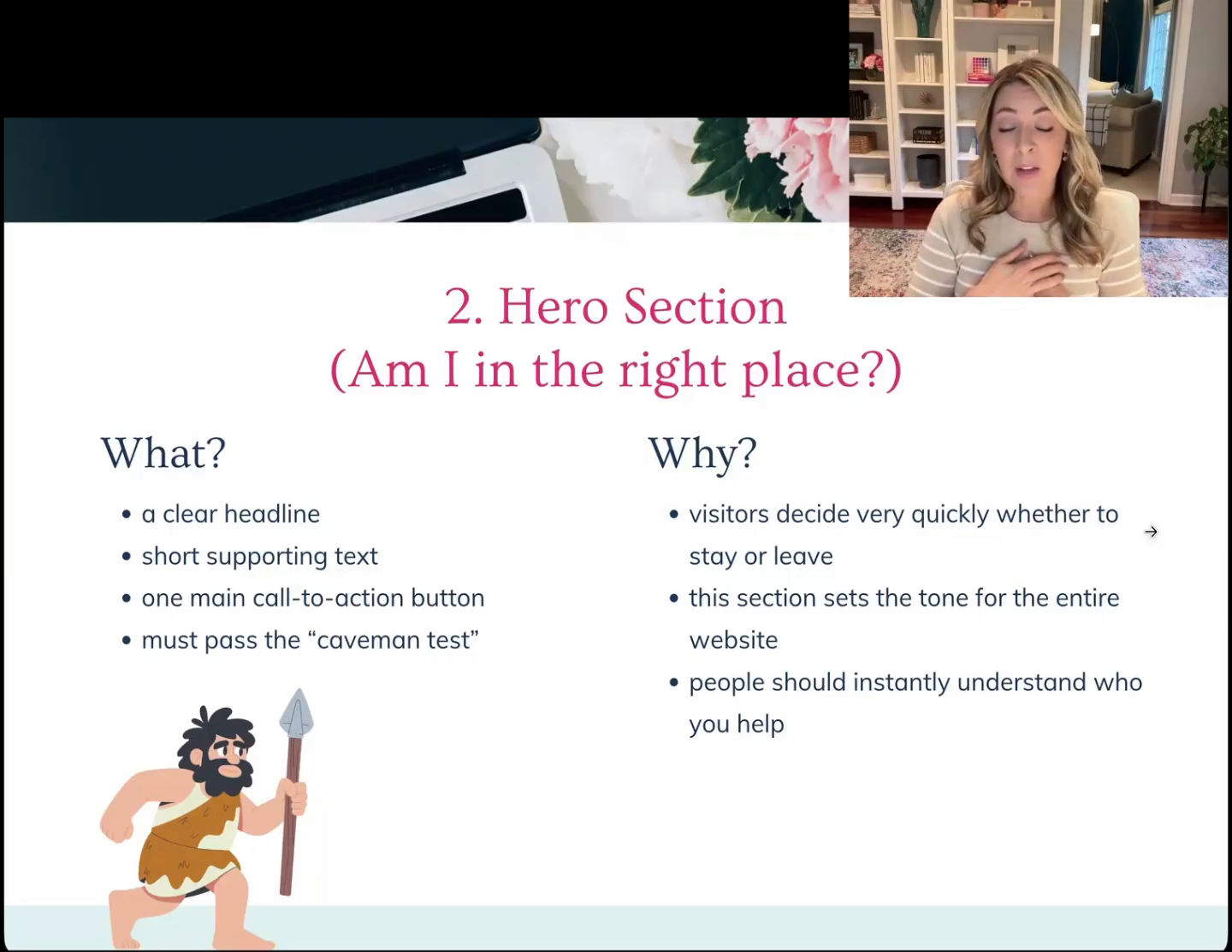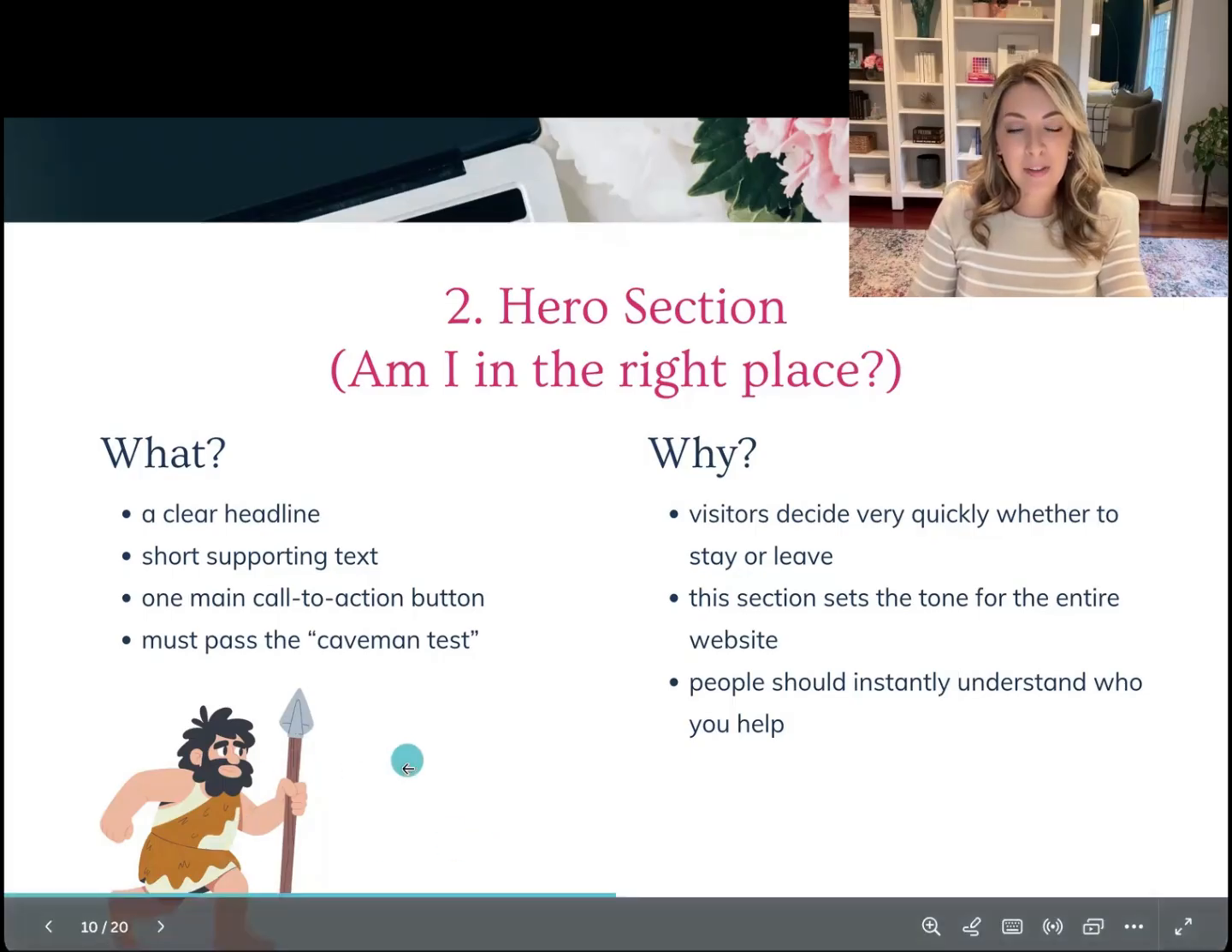Is this for me? So the way you do that, you need 3 things in your hero section. You want to have a clear headline, some short supporting text, and then underneath that, you want to have a button. I see a lot of people that are missing the button. The button is the main call to action that you want them to take. So if you're selling products, usually that's going to be like shop resources, shop bestsellers, or shop now.